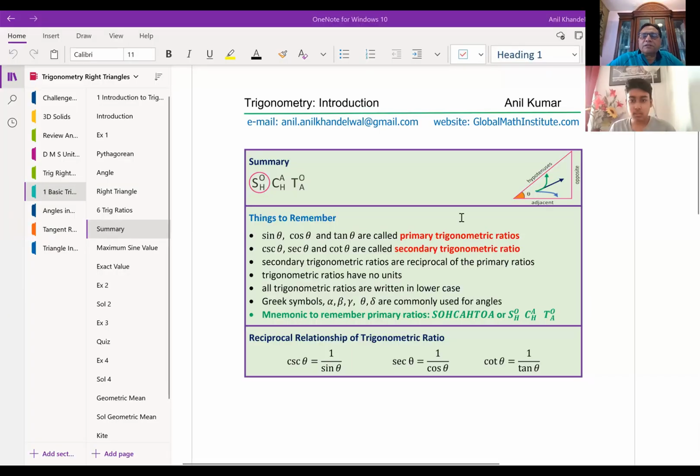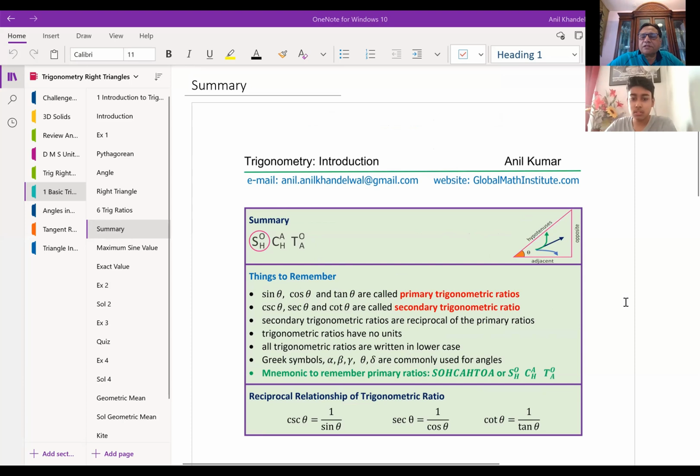So we talked about these things. Basically, this is a summary of what we learned. Things to remember. Can you please read what is written here? Sine, cosine, and tan are considered primary trigonometric ratios. So that is theta. Theta is a Greek symbol like alpha, beta, gamma, theta. We'll be using these Greek symbols a lot in trigonometry. So sine theta, cos theta, and tan theta are primary trigonometric ratios.